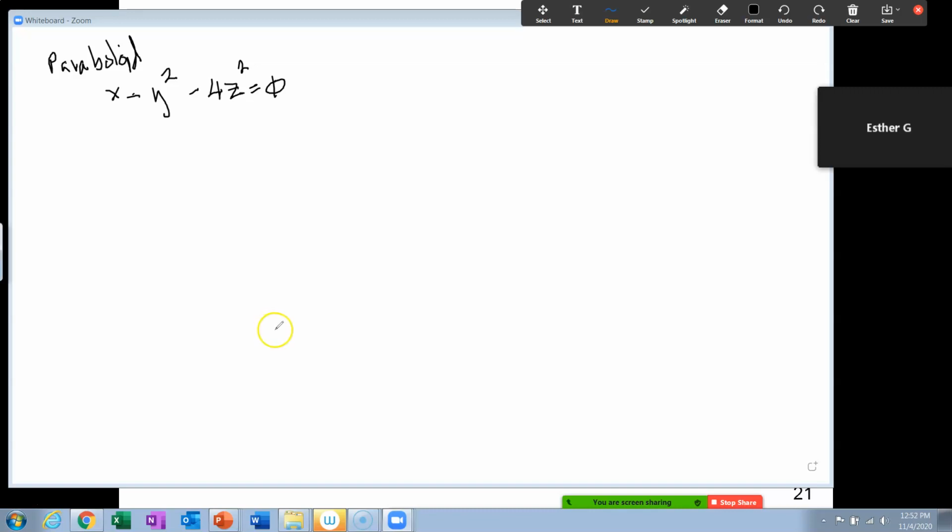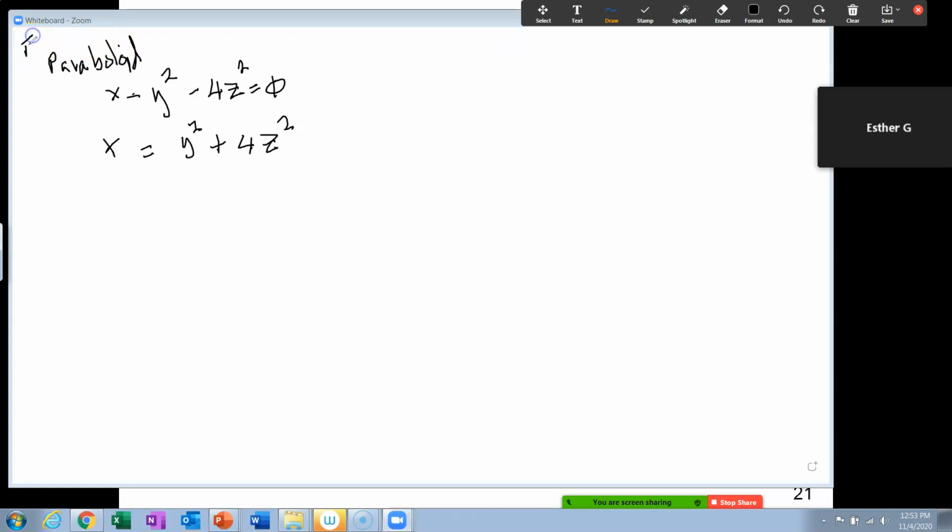So if you rewrite this, you would rewrite it as x is equal to y squared plus 4z squared. Okay. You added these to the other side. Okay. What does this describe for you? That describes an ellipse. The square terms are here, both of them being positive. That has to be an ellipse. So that basically makes this an elliptic paraboloid.